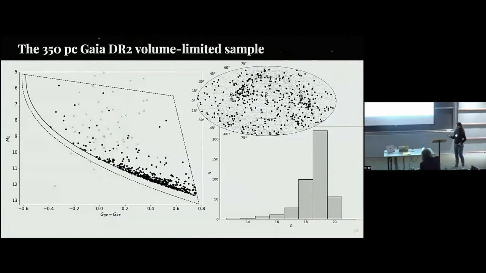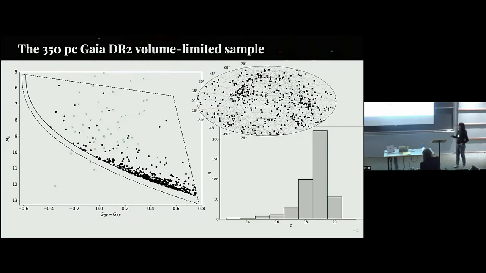But of course, DR3 was only out earlier this year. I wasn't sitting idly by doing nothing, waiting for it. In the meantime, I was working on a volume-limited sample built from DR2 and following up this sample. So the sample is shown as black dots here. There are around 400 objects.